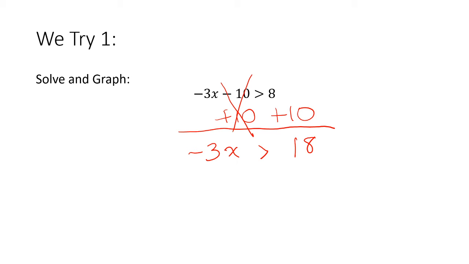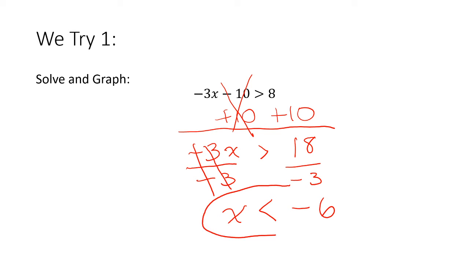So now I'm here. We need to eliminate now by dividing both sides by negative 3. An alarm bell should be going off in your head. It's going ding, ding, ding. Whenever I'm dividing by a negative, I need to flip the sign.